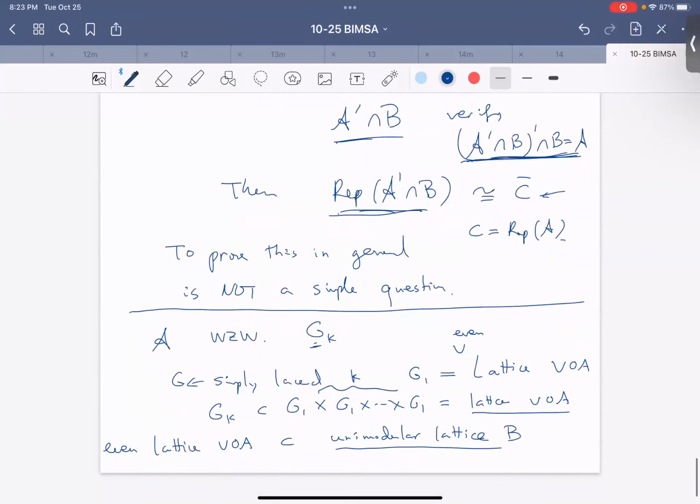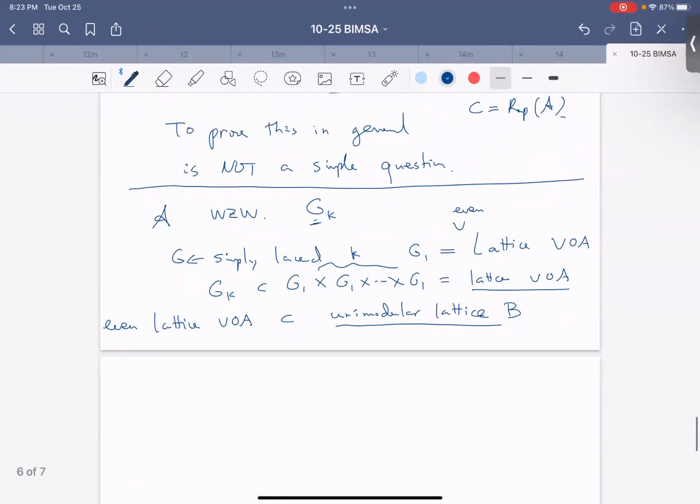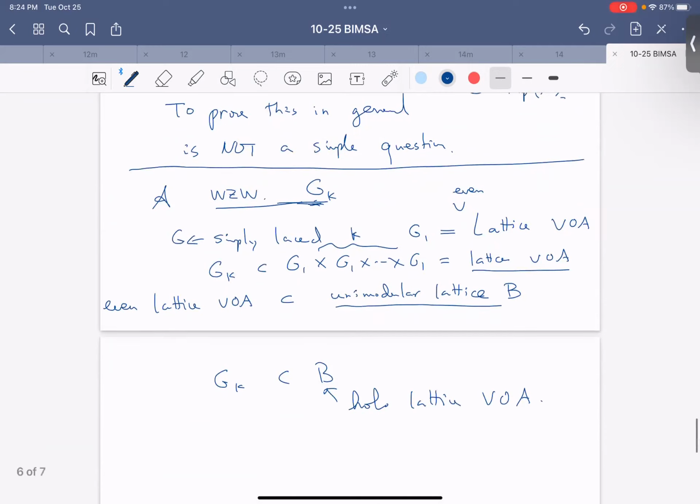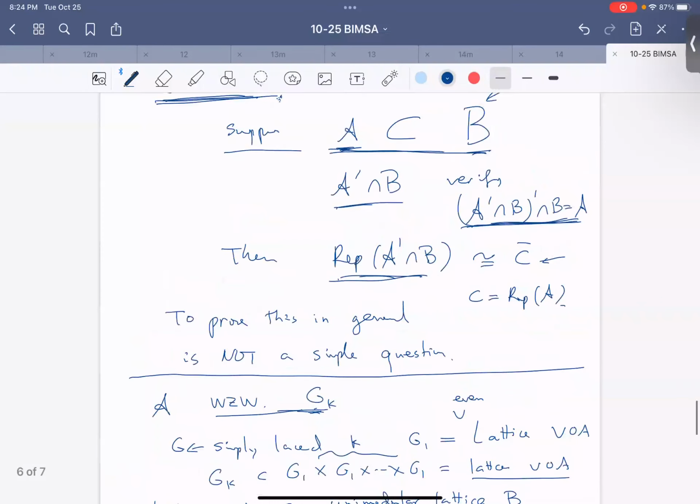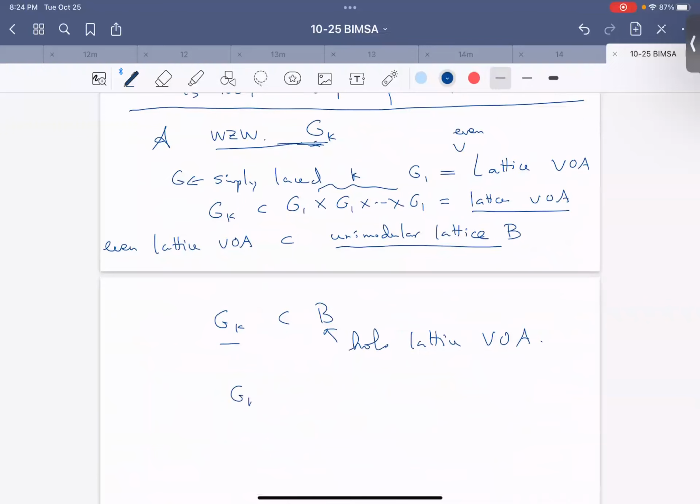Okay. So in other words, if you take the simply laced WZW model, which many people think is a building block of rational conformal field theory in general, then this GK is embedded into a holomorphic lattice VOA. So at least part of this is true, right? It's embedded into a holomorphic one. But what about the other part? We want to check that GK prime intersects with B. We want to show, so no problem. The problem is to show this coset is also rational.